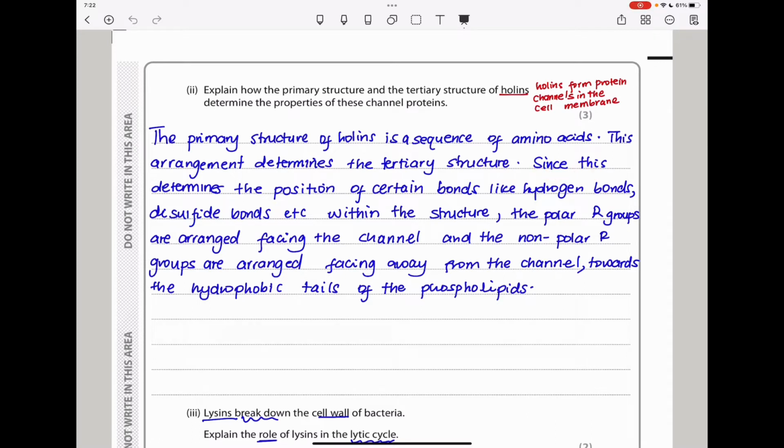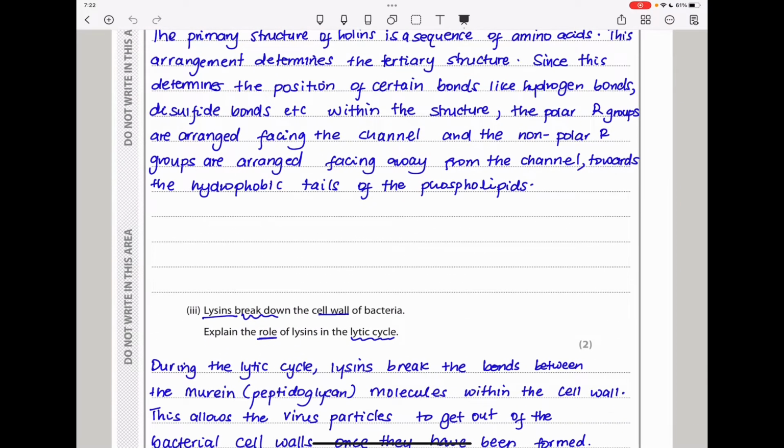So I say, since this determines the position of certain bonds like hydrogen bonds or disulfide bonds, etc., within the structure, the polar R groups are arranged facing the channel, and the non-polar R groups are arranged facing away from the channel towards the hydrophobic tail of the phospholipid. So that could be okay for this part.